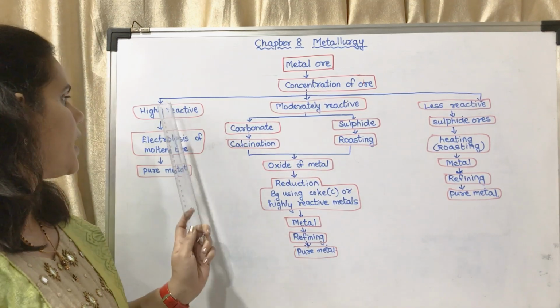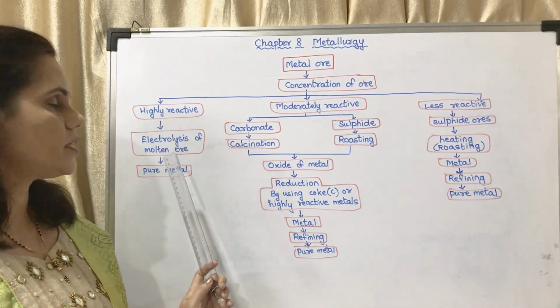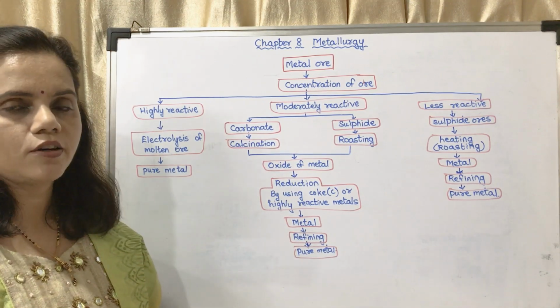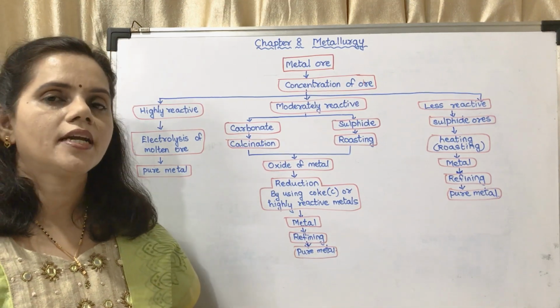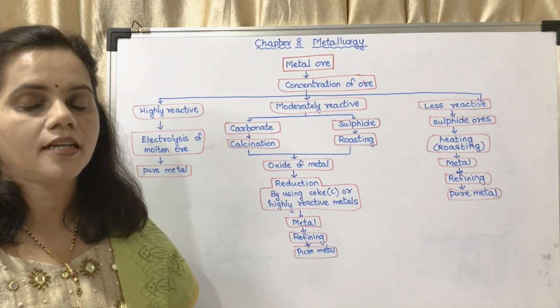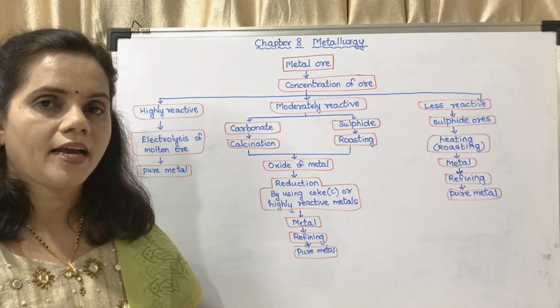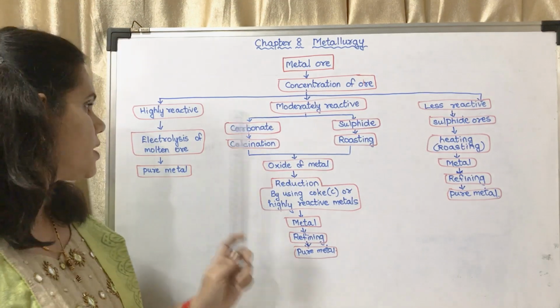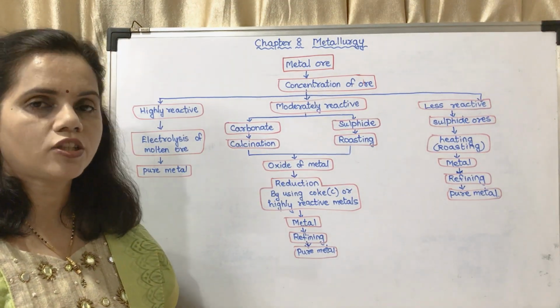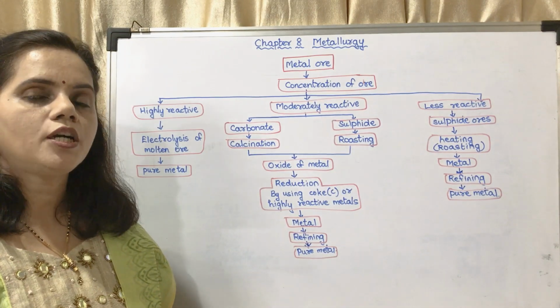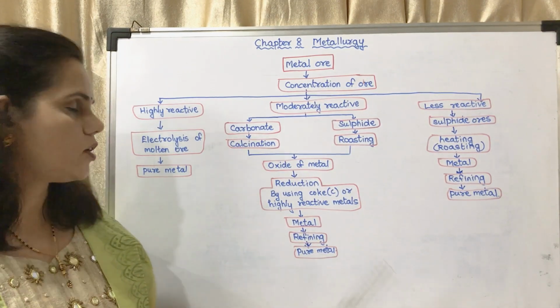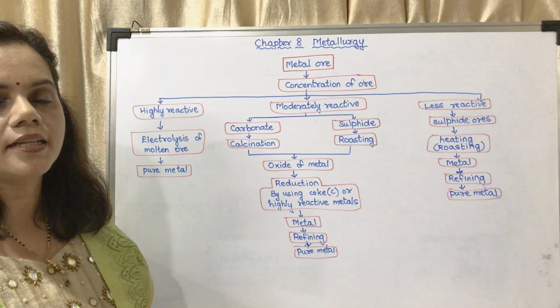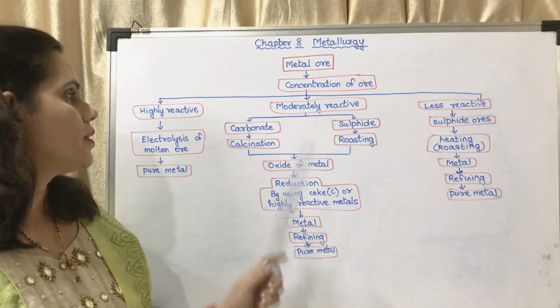If the metal is highly reactive, then the process followed is electrolysis of the molten ore. The different processes which are done are all highly reactive chemical reactions. With the help of those chemical reactions and with the help of electrolysis, you are able to extract the metal. That is extraction of a metal which is highly reactive.